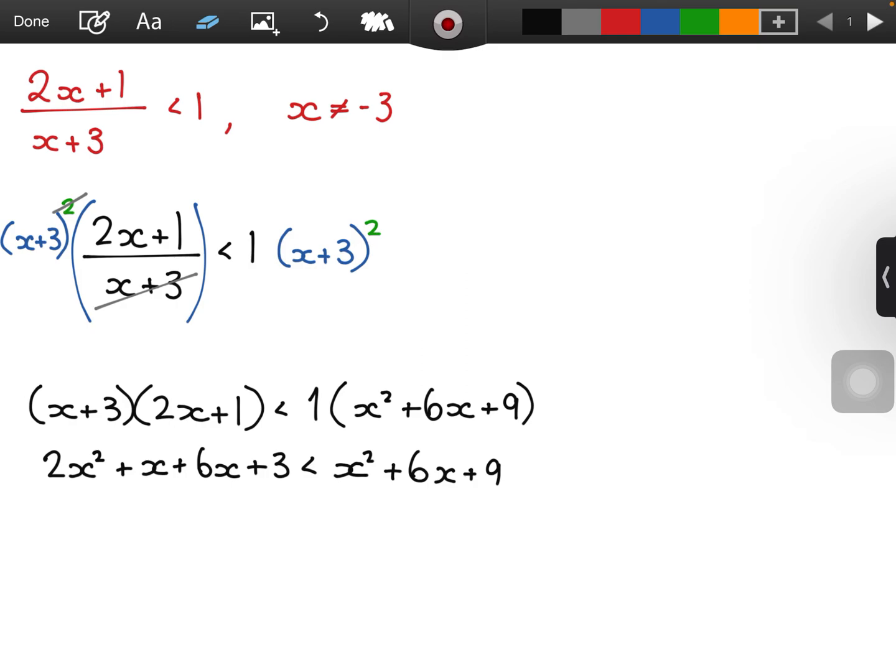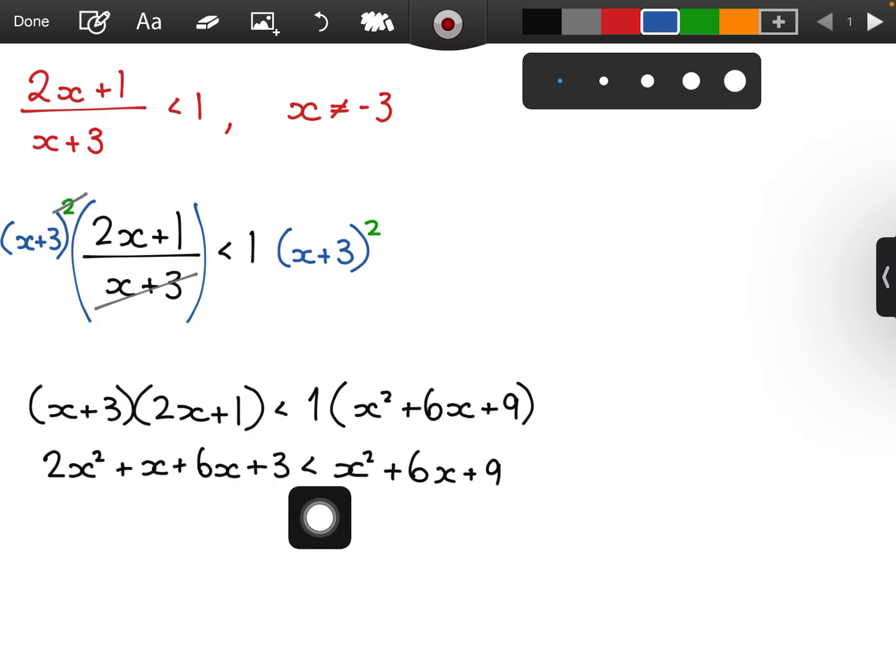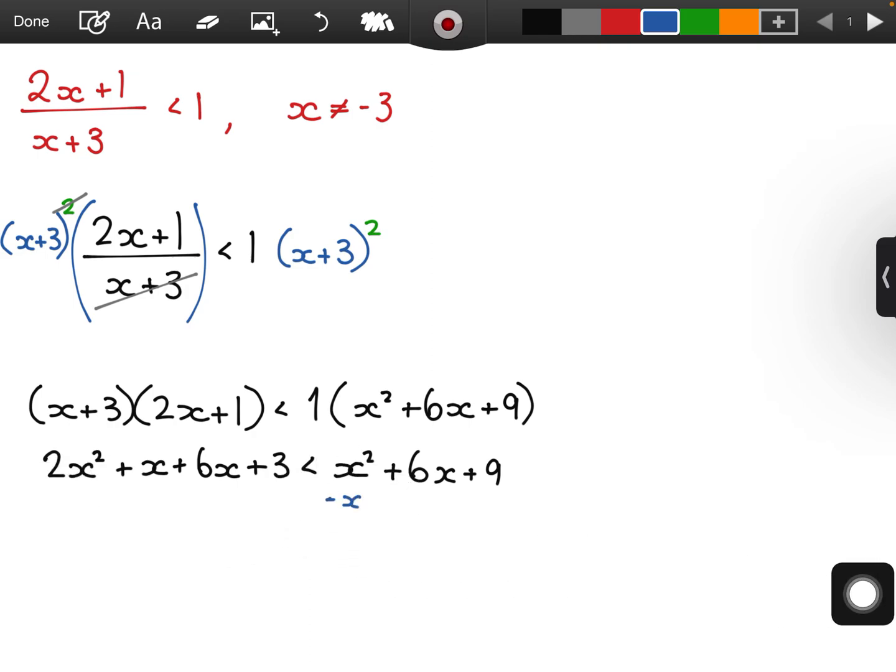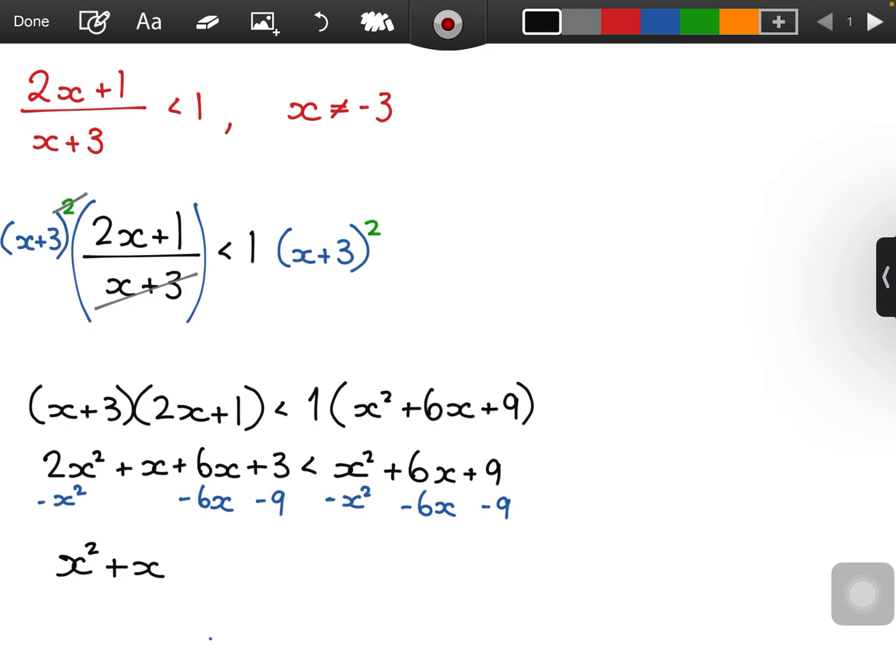I want all of these to be on one side of the equals. It's easier to factorize when the leading coefficient is positive, so it makes more sense for me to bring these over to the left hand side. That allows my coefficient of x squared to stay as a plus. To do that, I have to get rid of everything on the right hand side by doing the opposite of whatever it is doing there. And I will get x squared plus x minus 6 is less than 0.